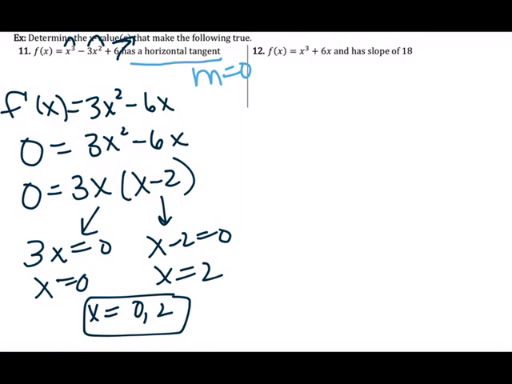Number 12 says, here's our function. Tell us when the slope is 18. So you're going to find the derivative and set it equal to 18. Why don't you go ahead and pause the video and do that on your own? So hopefully you had time to work through that.